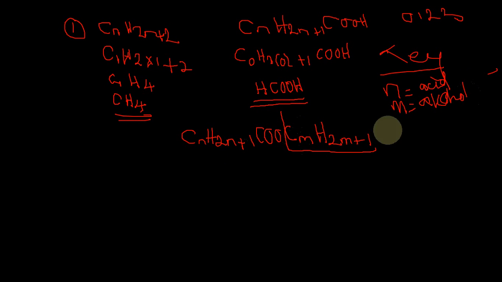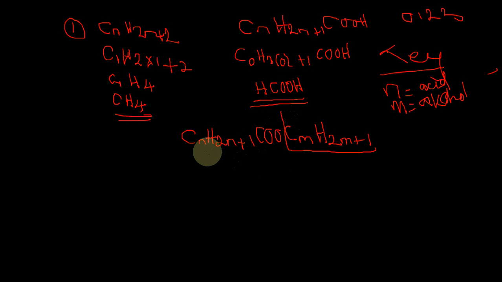It's not here to confuse, it's the same, but I'm just trying to find a better way of differentiating the n from the m. So we have the acid part and we have the alcohol part. And this COO is the ester link. So this is the functional group for esters.